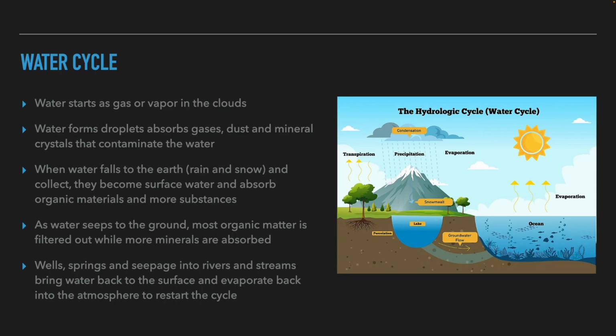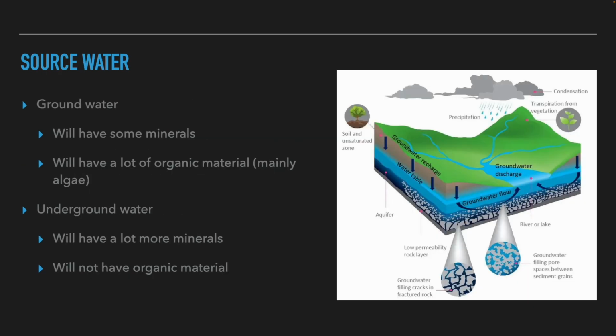As water seeps into the ground, most organic matter is filtered out and more minerals are absorbed. Water gets out of the ground from wells or springs or from seeping into rivers and streams. Then it evaporates back into the atmosphere and the cycle restarts. We distinguish between two main types of water.